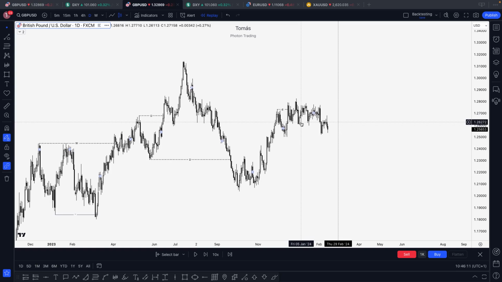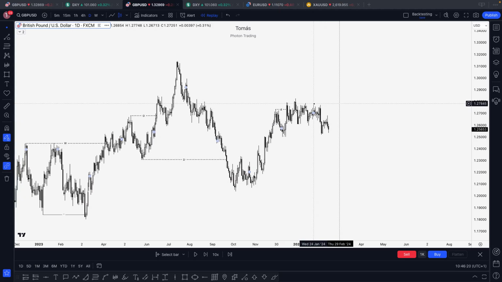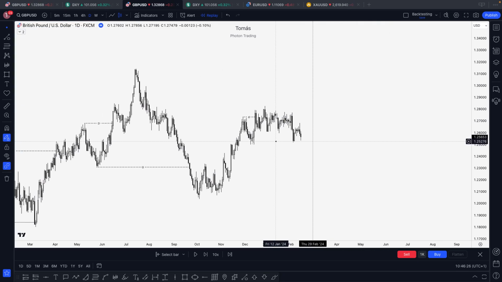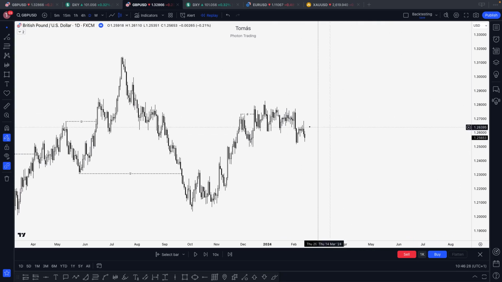So from the daily on GBP/USD, we can see we still contain within this range, right? It's very messy price action. It's just something that is inevitable when the price action is very range bound. It's just better to be a little bit more cautious and make sure you stick to high probability setups.